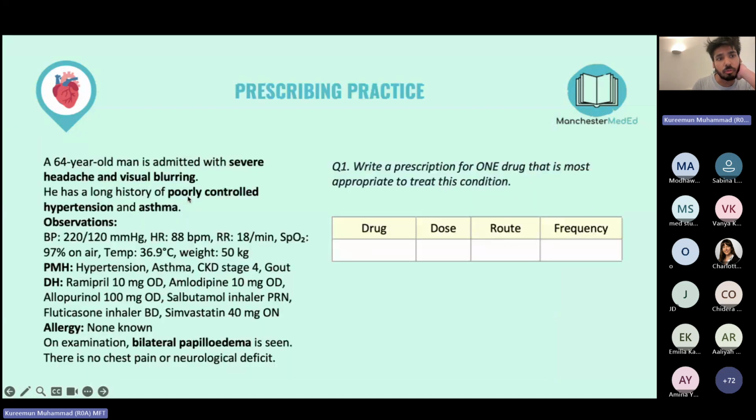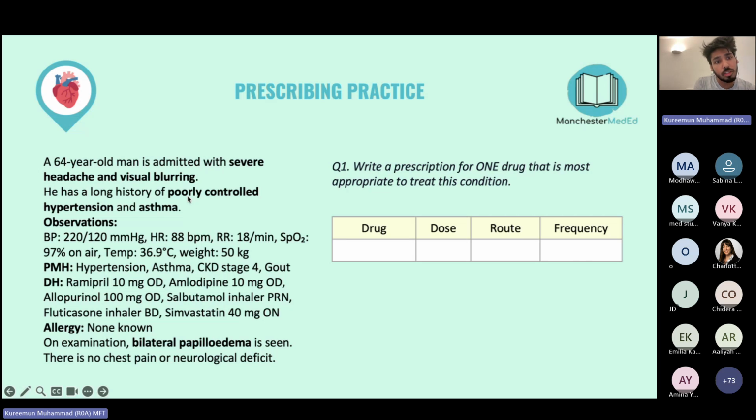So that's the first question of the day. This is a 64-year-old man coming in with severe headache and visual blurring. He has a history of poorly controlled hypertension and asthma. Looking at his observations, his BP is obviously high, heart rate is 88, resp rate is 18, saturating at 97% on air. His past medical history includes hypertension, asthma, CKD stage 1, gout.